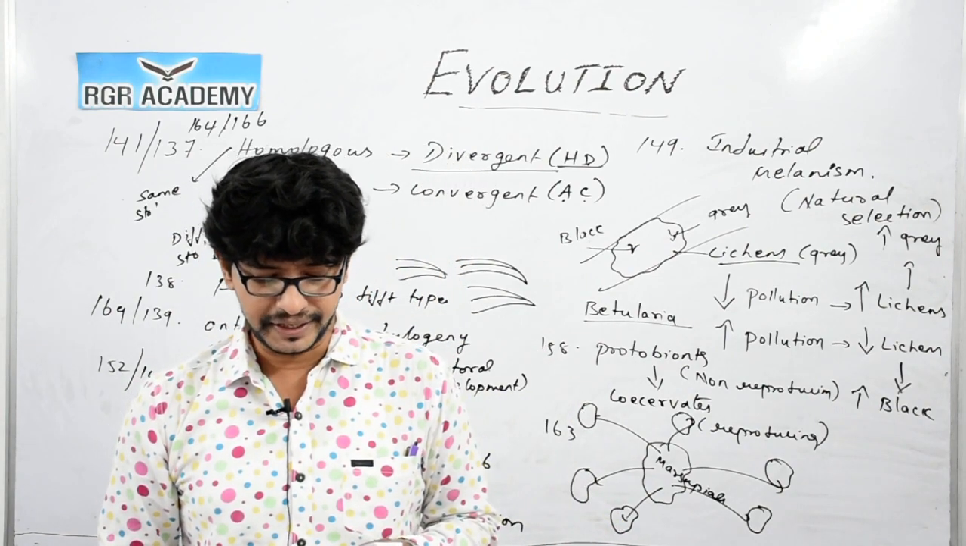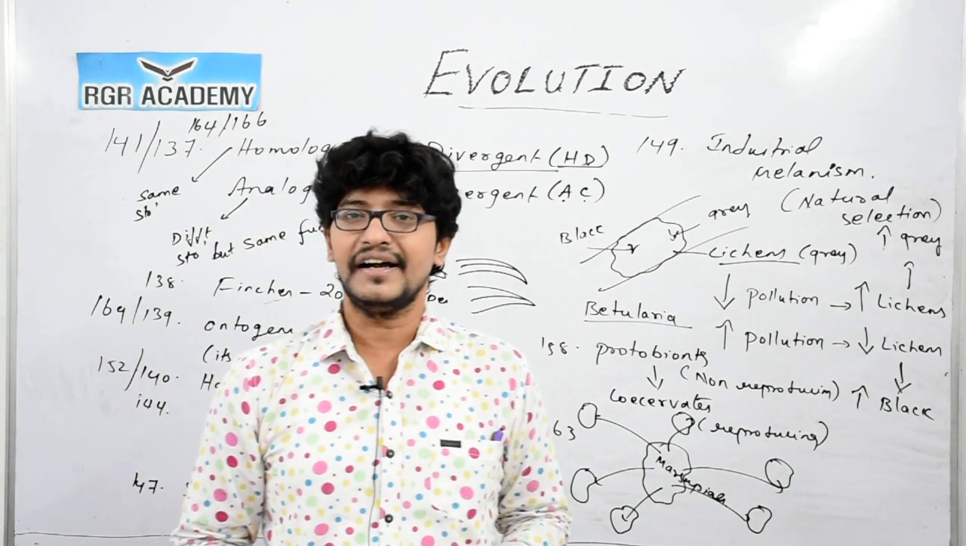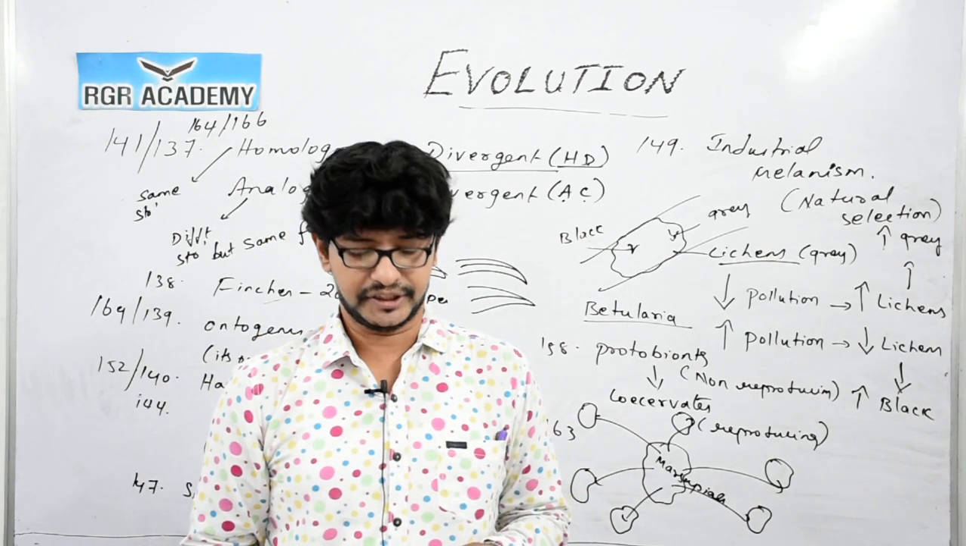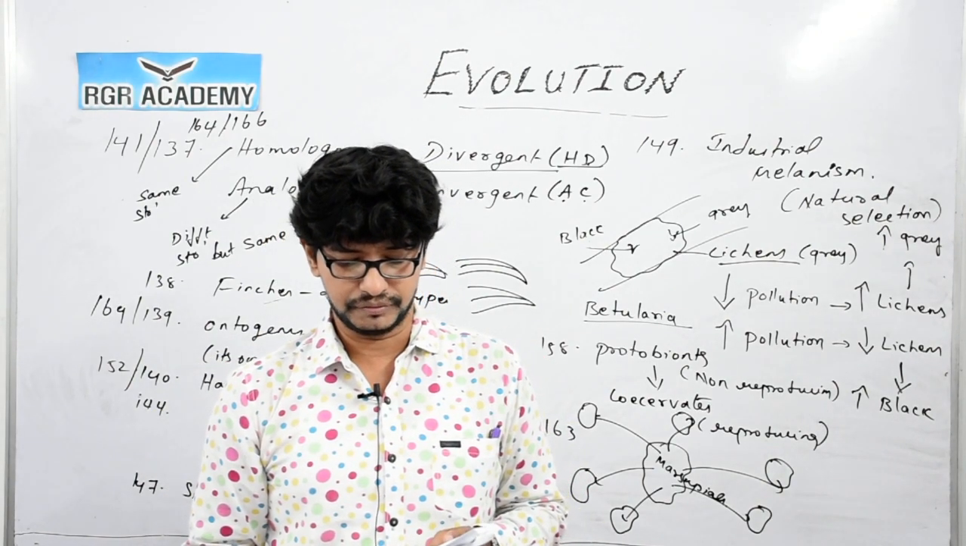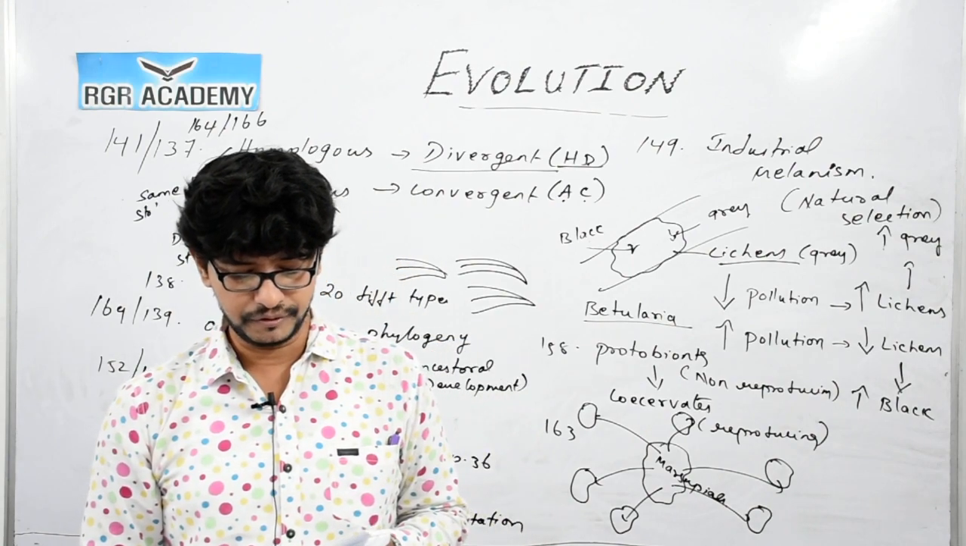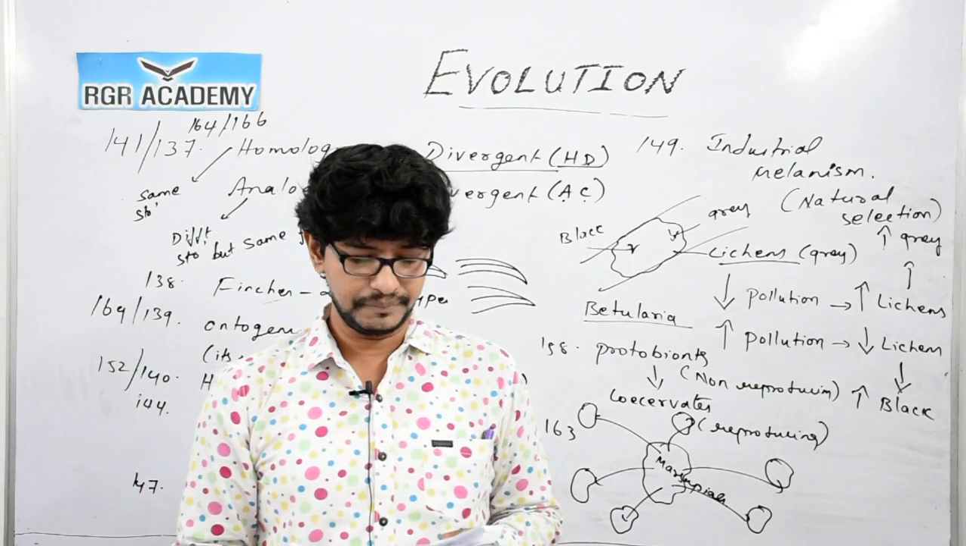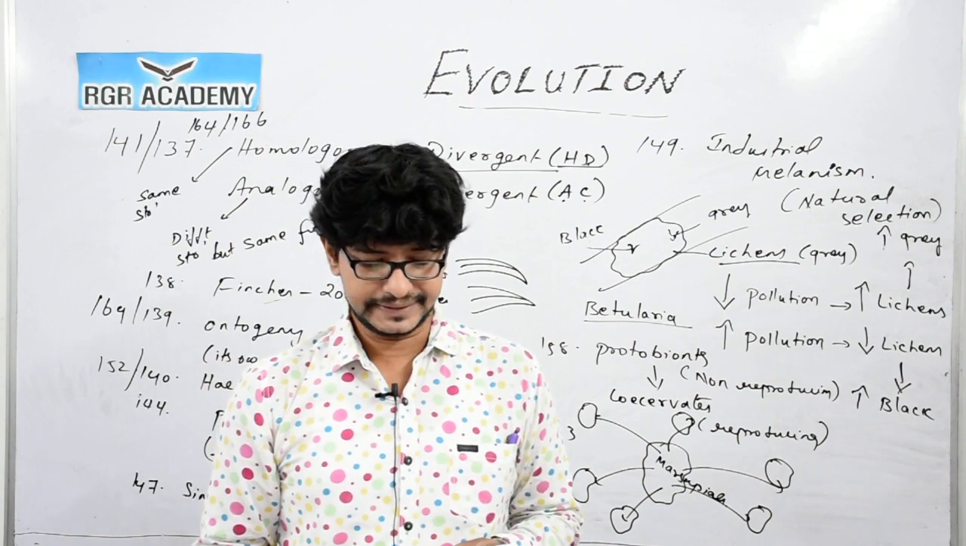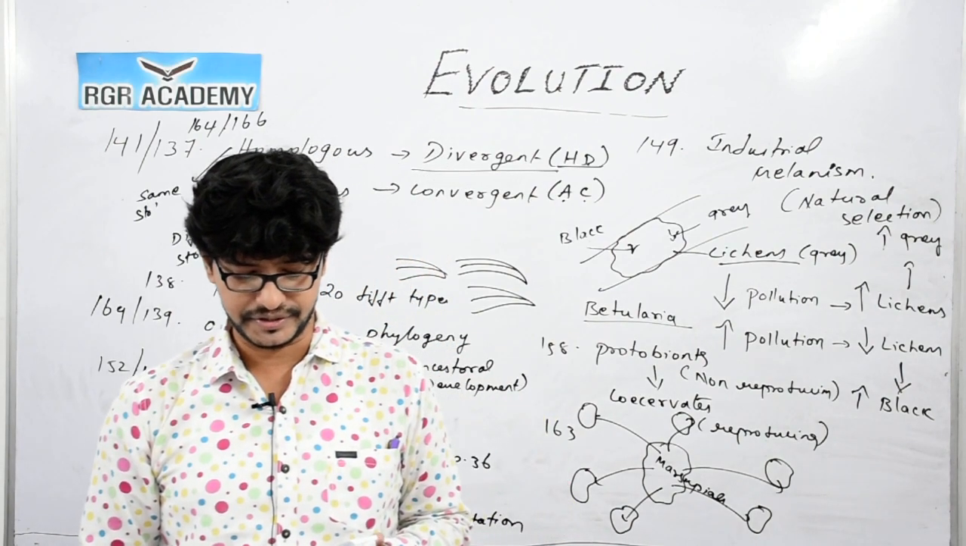173, struggle for existence, which was given by Charles Darwin. Charles Darwin, the natural selection. So this also we discussed before. 4 is the correct answer. 174, Origin of Species, the book written by Darwin, the natural selection. 174, 3 is the correct answer.